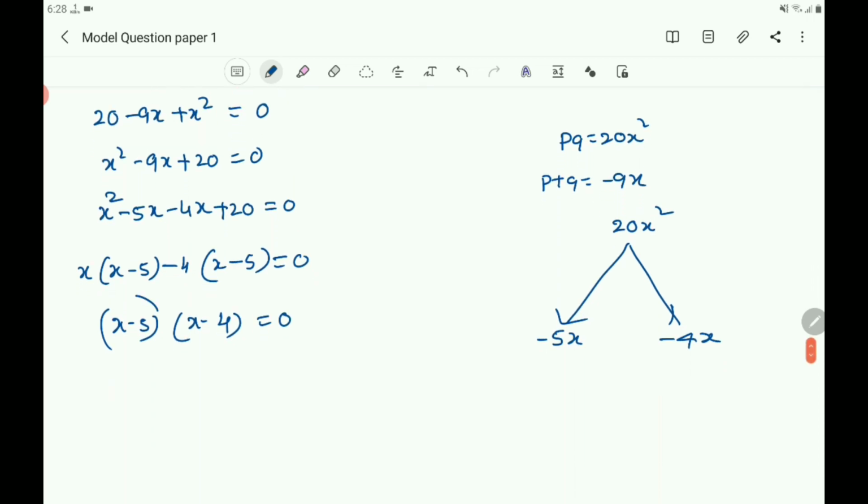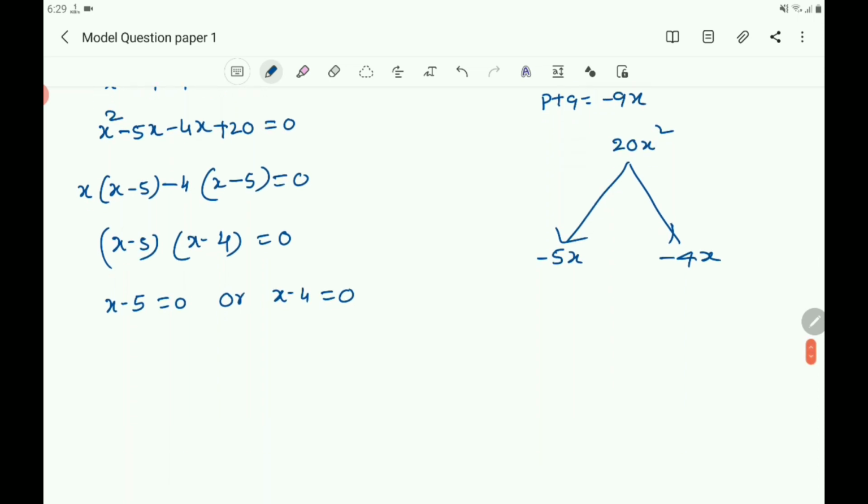Then you got two factors, x minus 5 one factor, x minus 4 one factor. Equate each factor to 0. That is x minus 5 equals 0 or x minus 4 equals 0. Here you got two linear equations. Then x equals 0 minus 5 means 0. If you transfer this minus 5 to the RHS, it becomes plus 5. So it is x equals 5 or x equals 4.